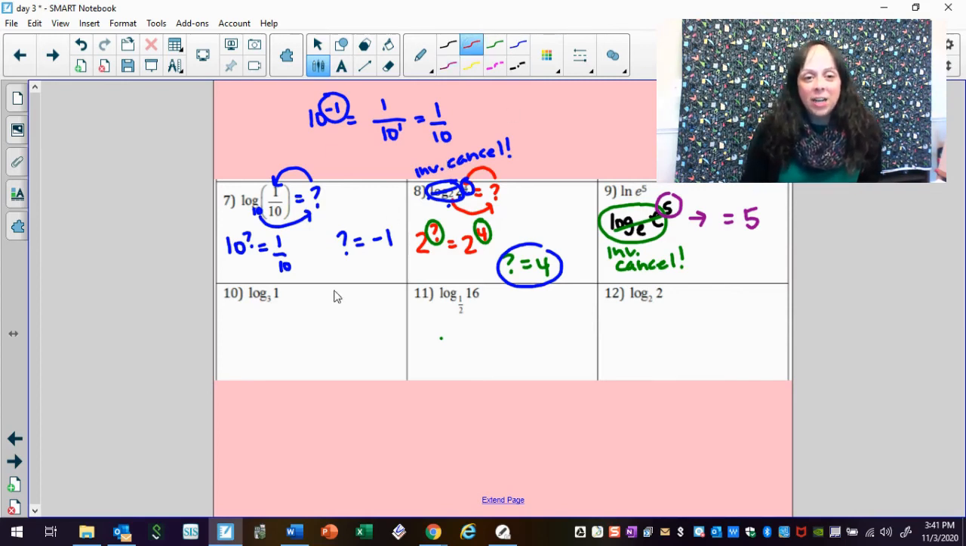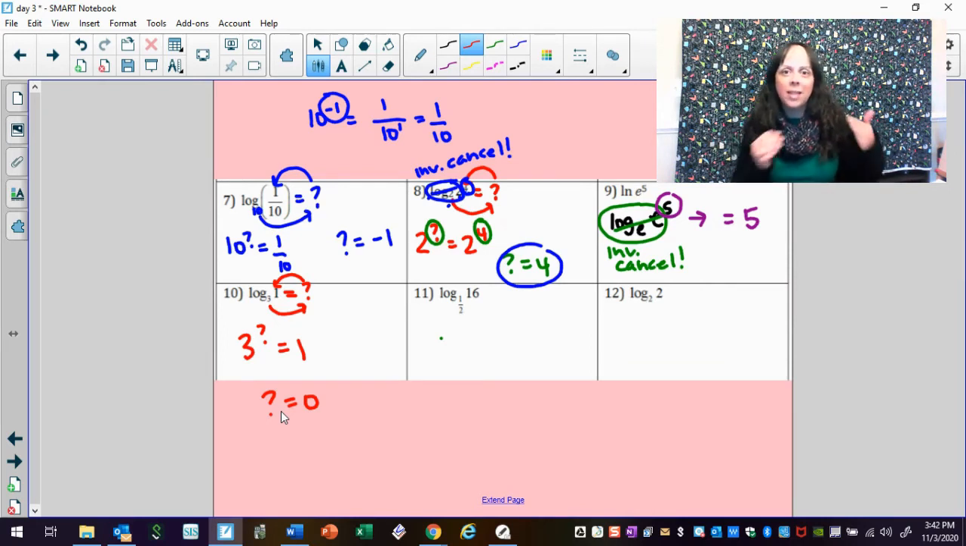All right. Let's take a look at number 10. I think that says log base 3 of 1. So 3 to what power is 1? Take a moment to think that through. Is it negative? Is it 0? Is it a fraction? 3 to what power gives me 1? 3 to the 0 power gives me 1. And you knew that, right? Because you know from Algebra 1 days that anything to the 0 power is 1.